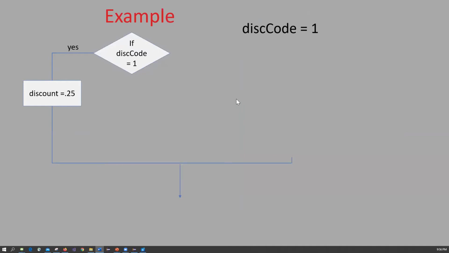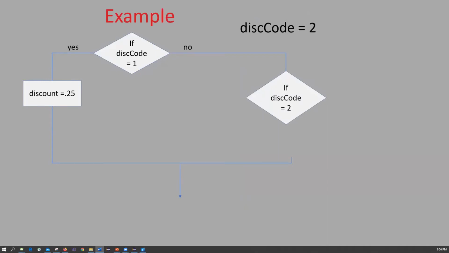Okay. But what if discount code is not equal to 1 and instead it's equal to 2? Well, we ask, is discount code equal to 1? It's no, so we're going to take the no branch. But if it's not a 1, then we check to see, well, is it a 2?